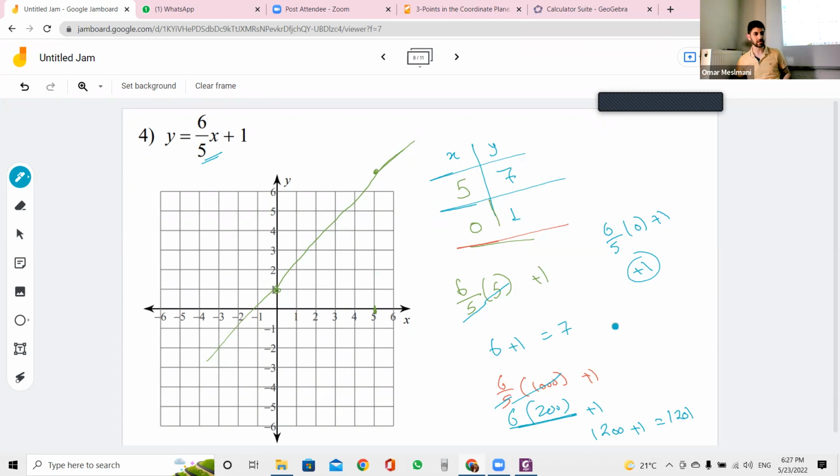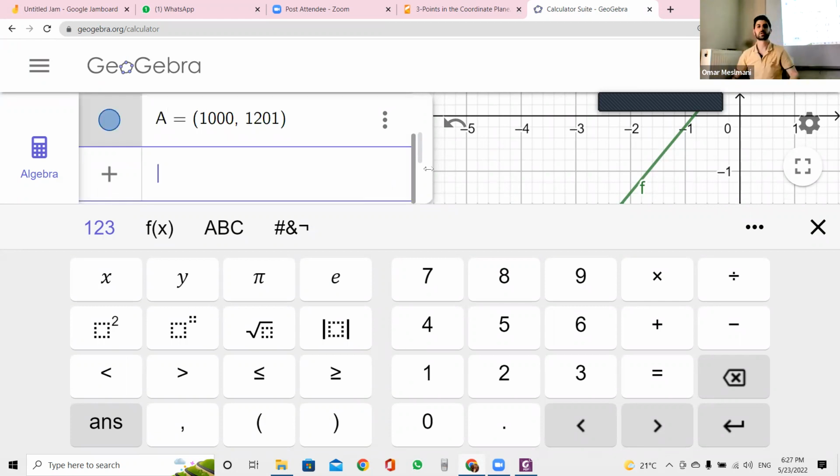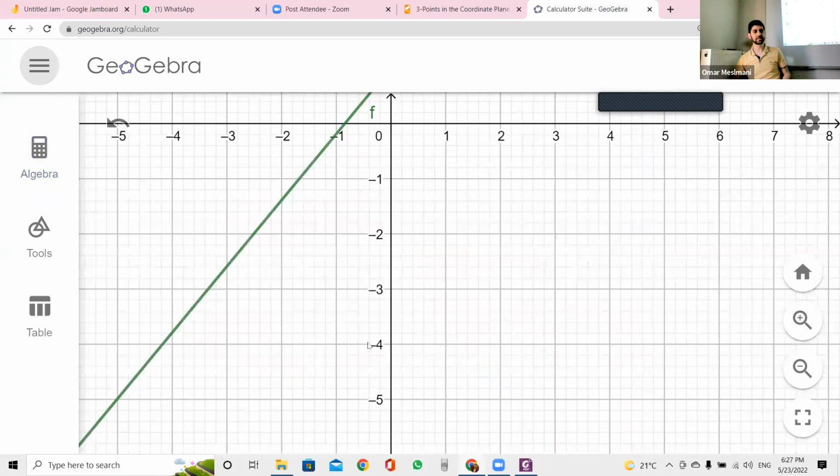So is the point 1,201? Now, what is the coordinate I have? The coordinate we have is 1,000 on x and 1,201 on the y. Yes? Let's try to plot it. So the point is 1,000 and 1,201. Yes? Like this. So is this point that I just did on the line or not? Let's see.